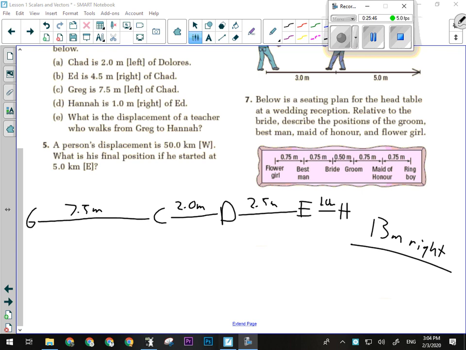Try number 5 here. A person's displacement is 50 kilometers west. I want to know their final position if they started at 5 kilometers east. The tip I will give you is this. Displacement is final position minus initial position. Give you a minute. So this should be a fairly quick one. Did they give me 2 out of the 3 parts of this equation? Yeah, they gave me the initial position, they gave me the displacement. All I have to do is manipulate to find my final position.